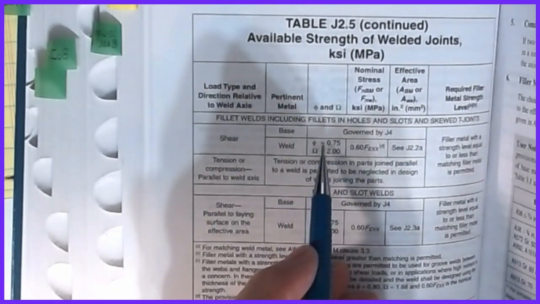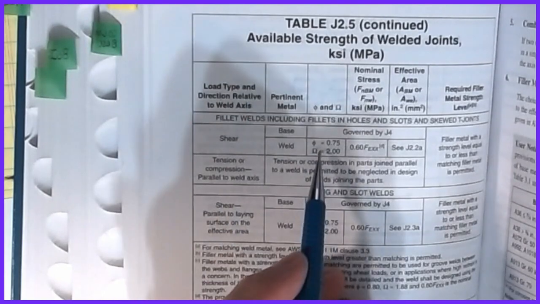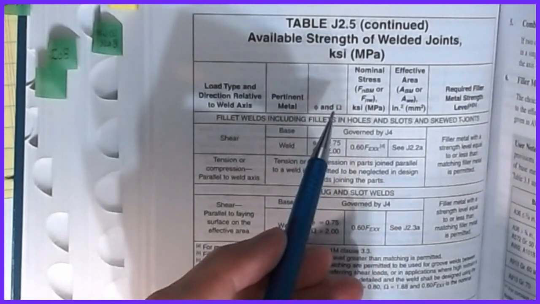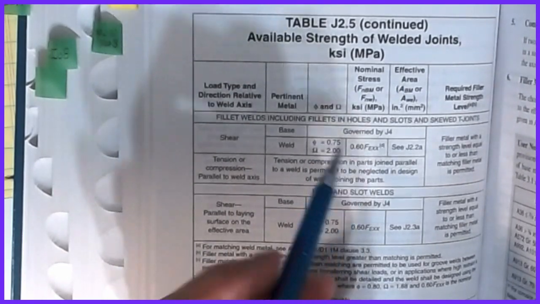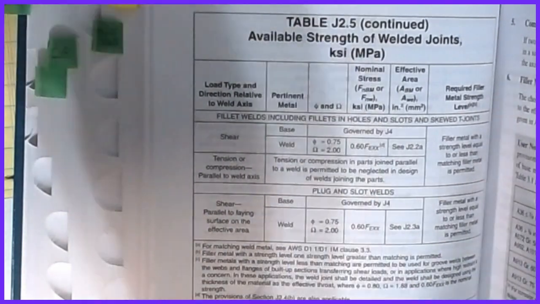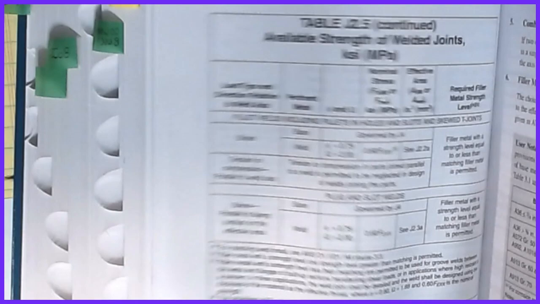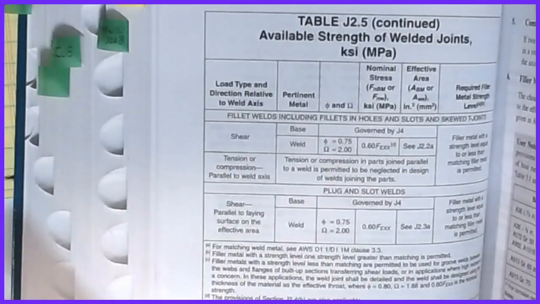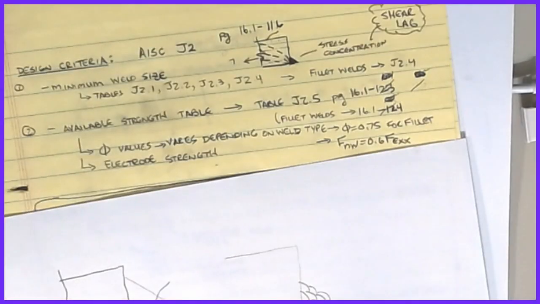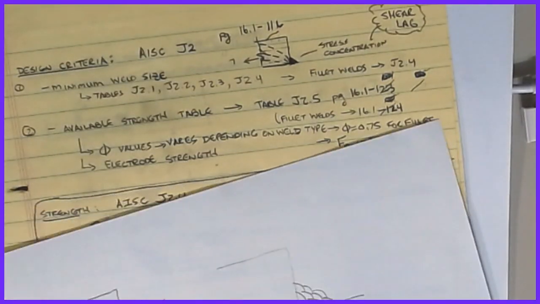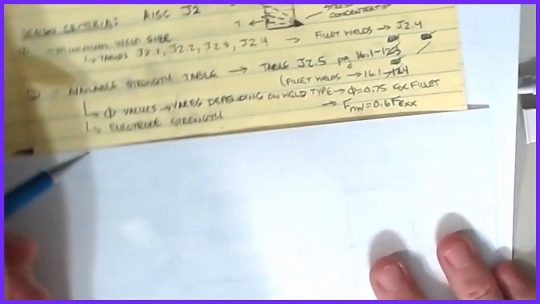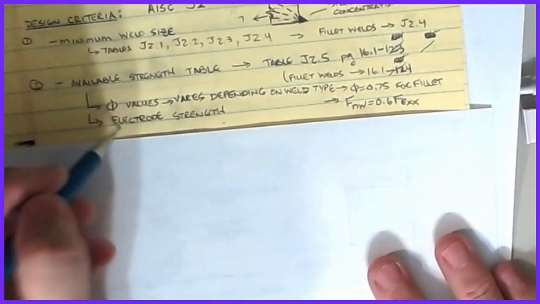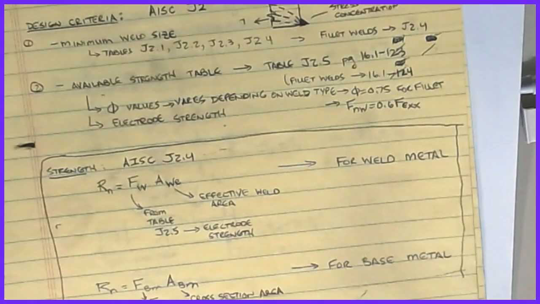And so you can see that our phi is 0.75, which corresponds to a rupture state. The nominal stress in the weld is 0.6 times the electrode strength. And then the effective areas are outlined by the details that I'll explain here in just a second. So a lot of what we're doing is back in section J2 and all of the reading. There's a lot of little details that go into this whole process. But the major factors that come out of that table are that we need the electrode strength, and I need phi to be able to do that.